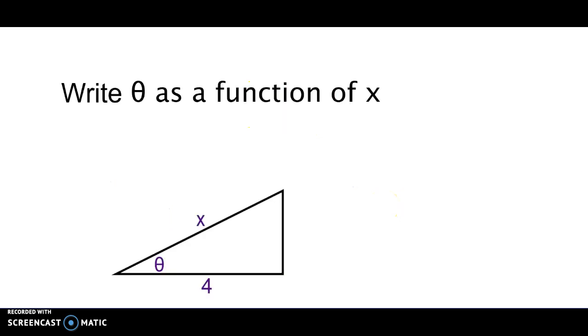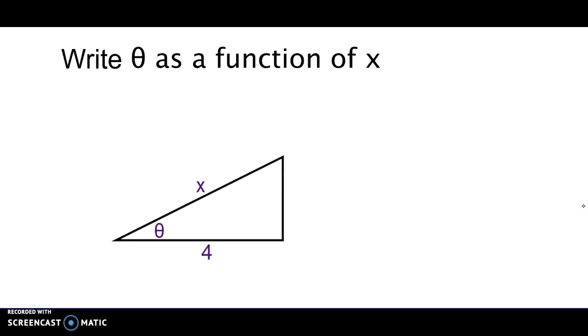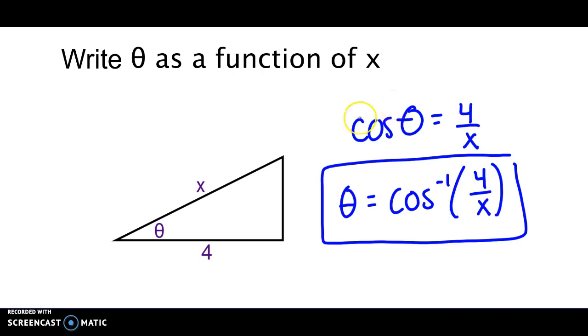Next example, we want to write theta as a function of x. Go ahead and try this one. All right, so I set this up as a normal trig equation. Cosine of theta is 4 over x, adjacent over hypotenuse. But to solve for theta as a function of x, I use inverse cosine. So theta is inverse cosine of 4 over x.